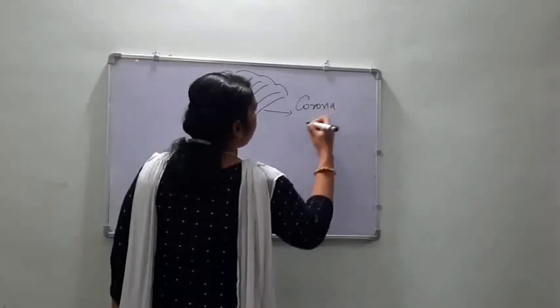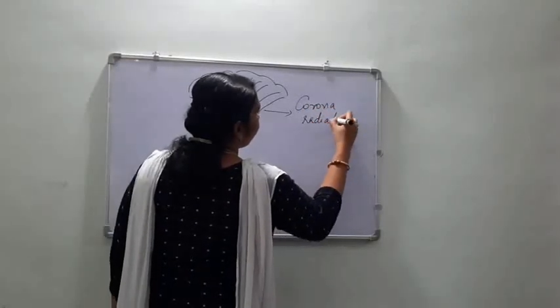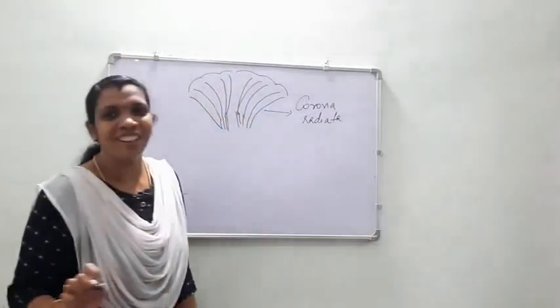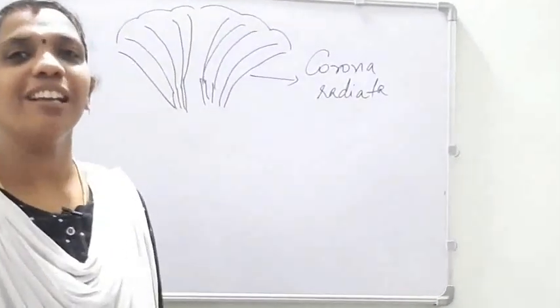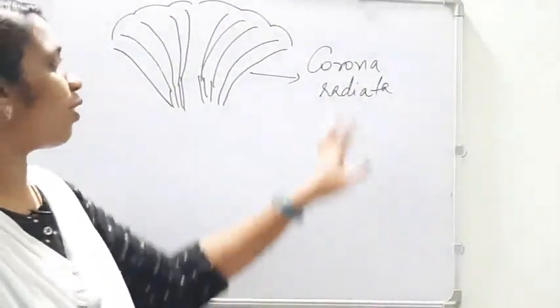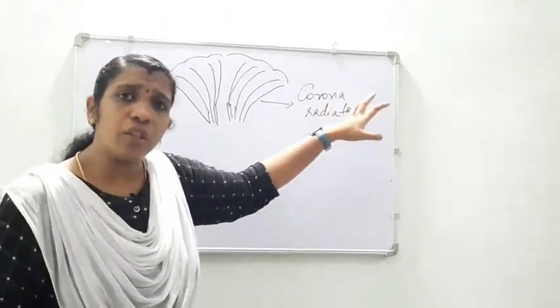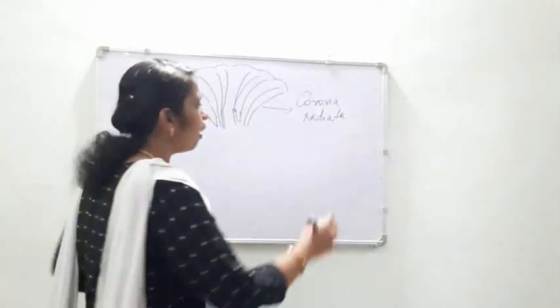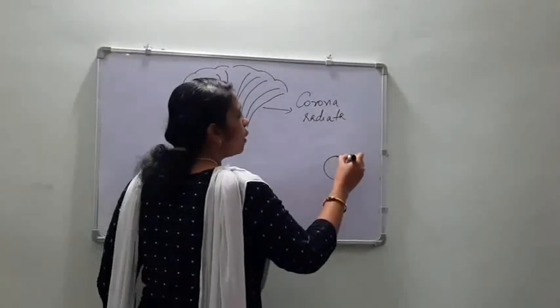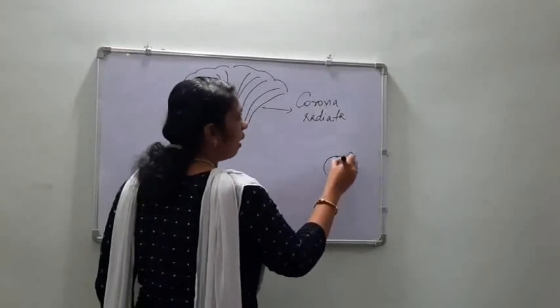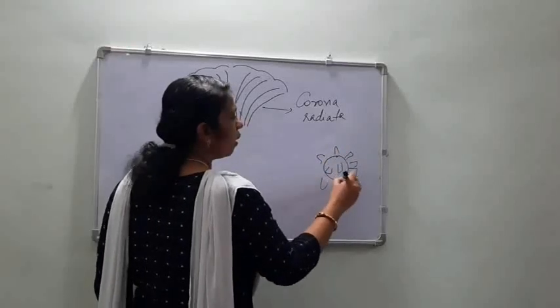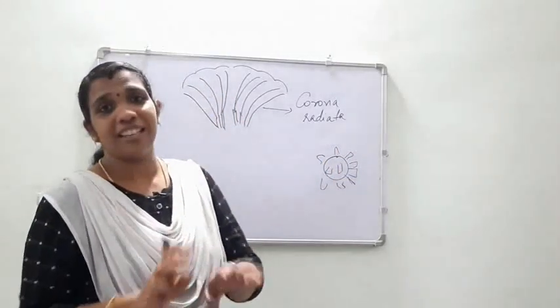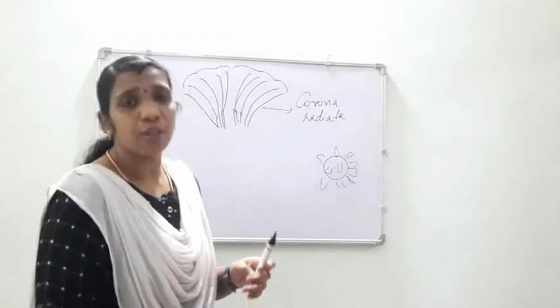Corona radiata. By hearing corona, I should not get tensed. We are in the midst of the corona pandemic. In coronavirus also, why is it known as corona? Yes, in the coronavirus there is a layer which consists of so many spikes, which look like the sun's rays. So it is known as corona.